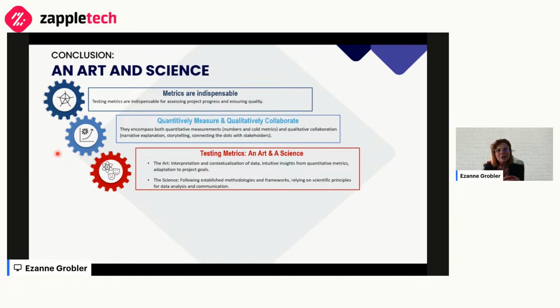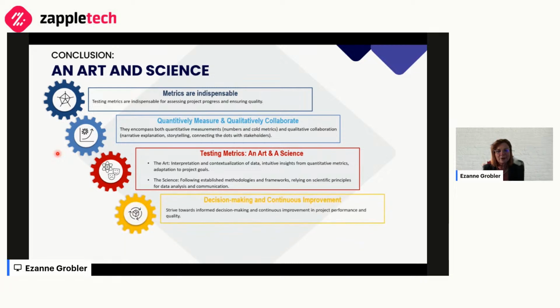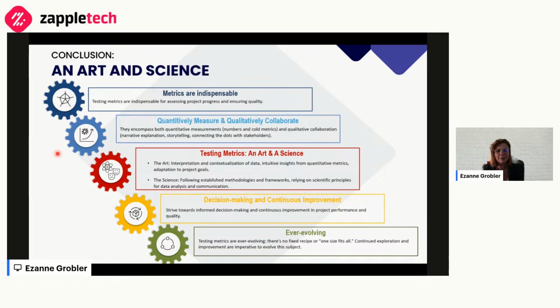Testing metrics is absolutely an art and a science. From an art perspective, the interpretation, the contextualization of the data, the insights that you get from it to actually adapt to your project goals, but also the science, following the established methodologies and frameworks, relying on scientific principles of data and communication. And then lastly, strive towards informed decision making and continuous improvement in project performance and quality. Oh, and that was the last one.